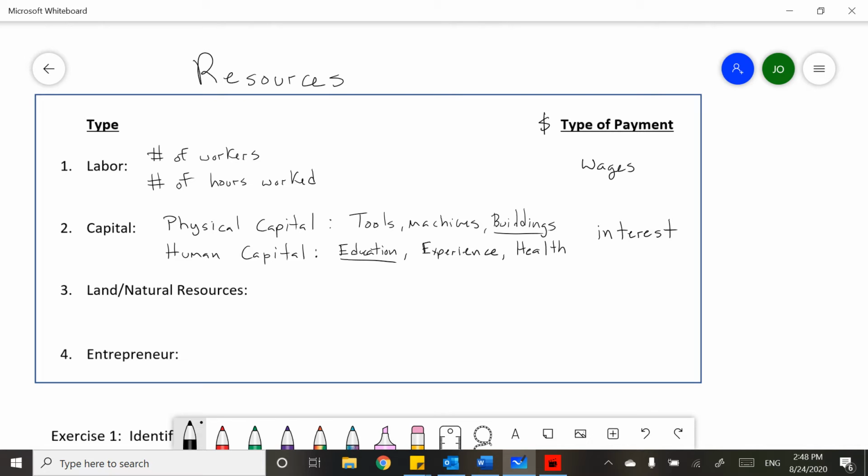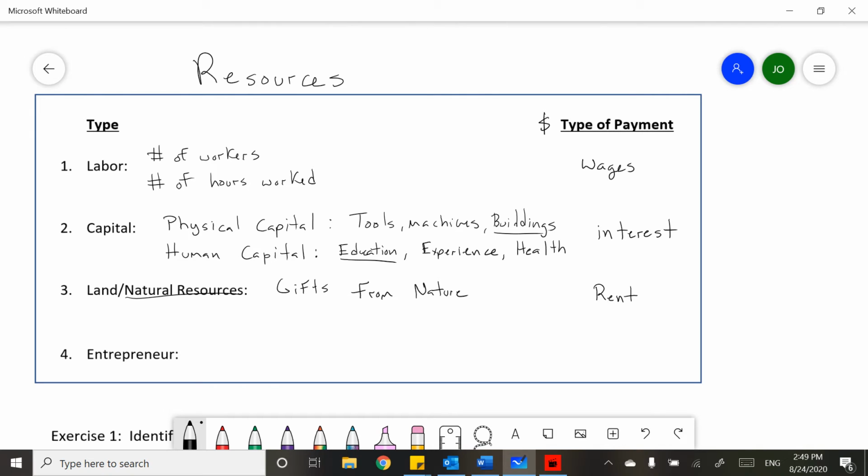So the next type of resource that we're going to cover is land or natural resources. This is very simple. Natural resources are gifts from nature. For short, usually I'll just refer to natural resources as land. But you can think of anything that comes from nature that is used for the production of goods and services as land. And the way that we pay for land is through rent.